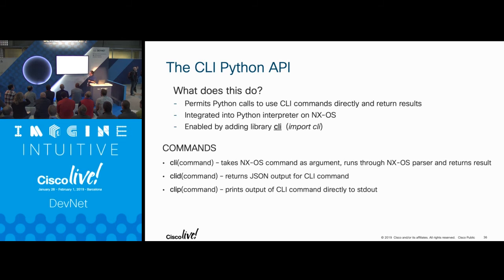But we've built the API for the Python module in NXOS as well. And you're going to see import library or import CLI, right? Similar commands to what we saw before. One of the big differences, there's actually a D version which actually returns JSON output for the CLI command.